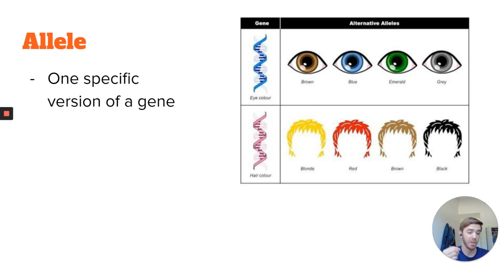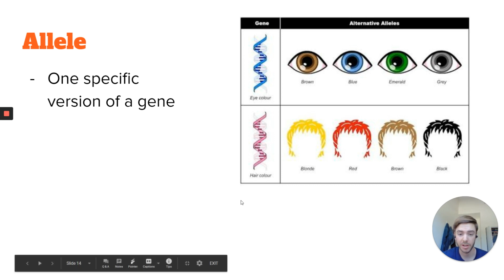Same thing with hair, right? There's lots of different versions of hair. You can have brown hair, you can have blonde hair, red hair, black hair, you can have white hair. I don't know if anyone can have green hair, I'm not sure, but these are just specific versions of all the same gene. The gene is hair color or eye color, but the versions are all different colors. So you can have lots of different alleles, which will determine how you look.